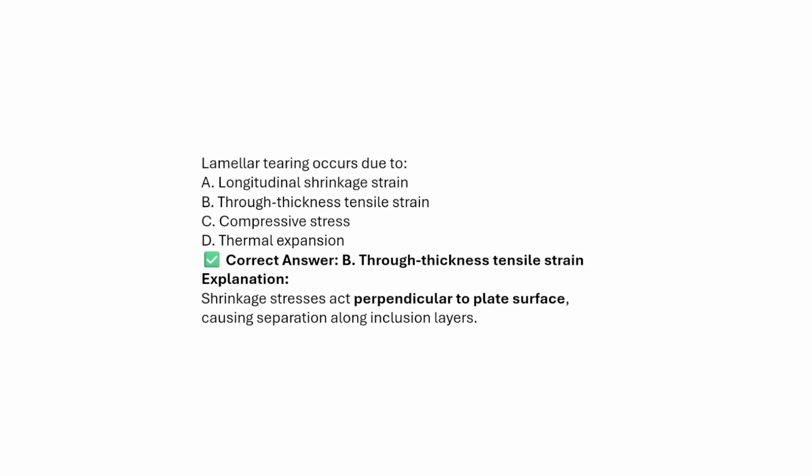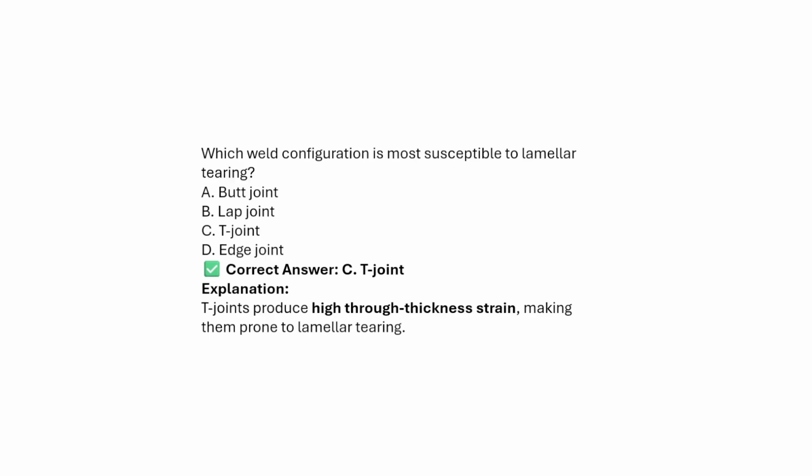Laminar tearing occurs due to: longitudinal shrinkage strain, through thickness tensile strain, compressive stresses, D. thermal expansion. Answer will be B. It is the through thickness tensile strain. Okay. The shrinkage stresses act perpendicular to the plate surface and cause separation along the inclusion layers. Okay.